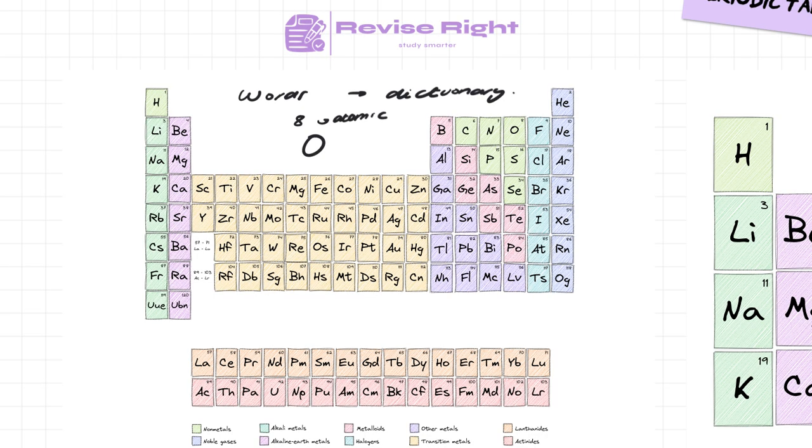But that is not the only number that is present on the periodic table. Now, another number is also present, and that is known as the mass number. Now, in this diagram I've got here, we have literally just included the atomic numbers because we wanted just to keep it simple. But oxygen also has a mass number.